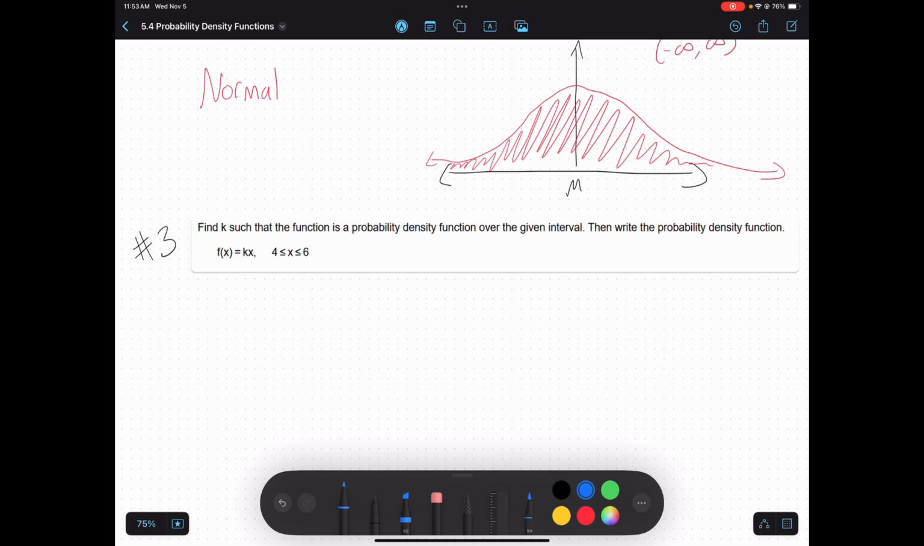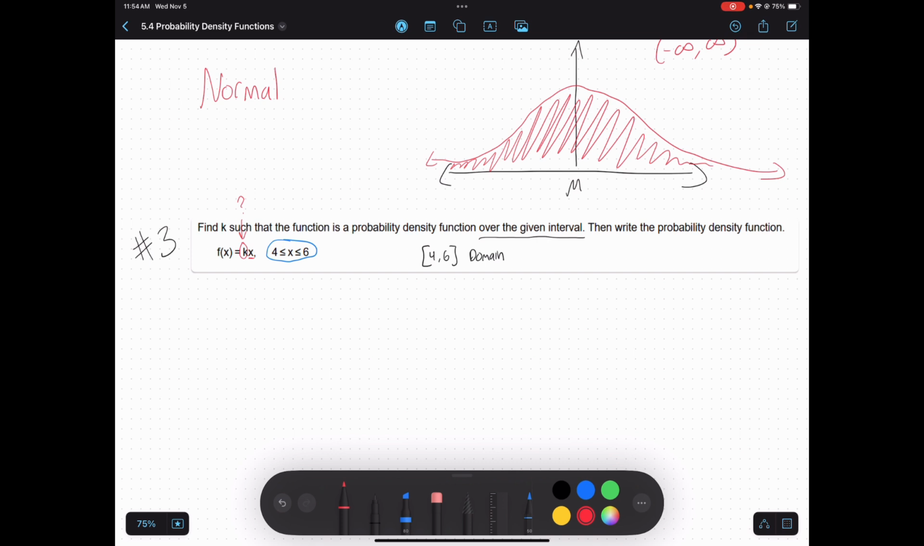So, first off, it gives me an interval that I'm working with. And I'm only concerned about this interval because I'm only looking over the given interval. That means this is my domain. And then it gives me my function equals kx. That means x, of course, is my variable, and k is what I'm solving for. What is k, so that this is a probability density function?